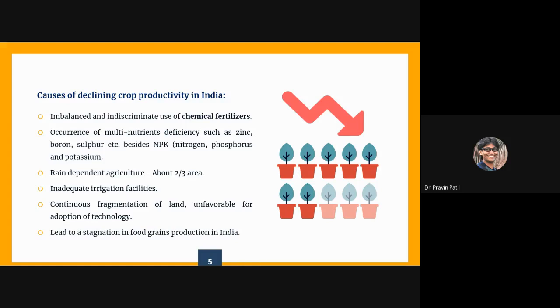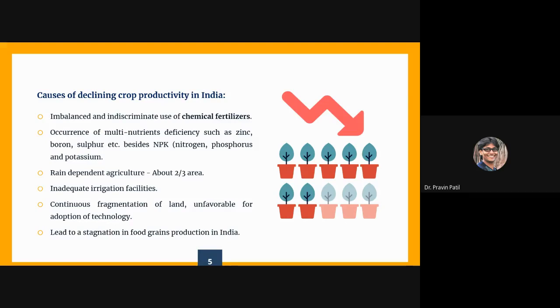Apart from that, two-thirds of India's area is rain-dependent agriculture, and that is why we do not have enough water sources. So if there is a drought in a year, then the whole product, or the whole yield, will be drastically affected.